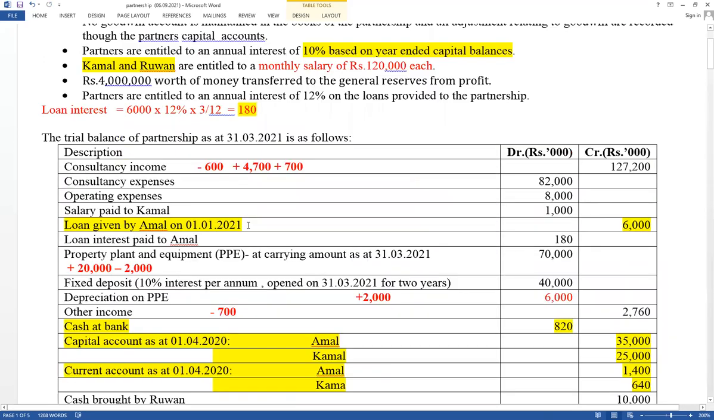Then next one, see the trial balance. The loan given by Amal we have discussed. Loan interest paid to Amal also. All the paid amounts should be recorded on the current account debit side. That part we have discussed. Property, plant and equipment we have discussed.